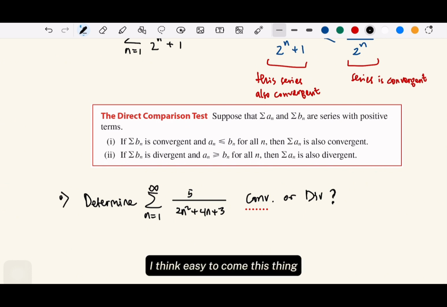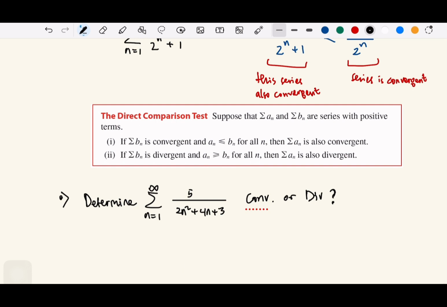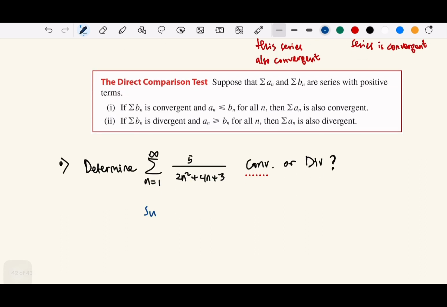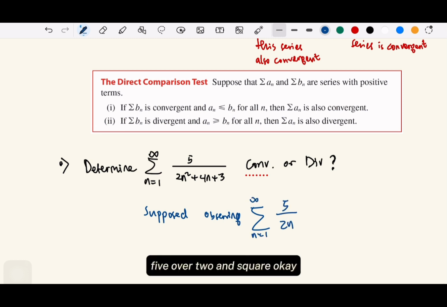And second, if you take the limit and it's equal to 0, another test that I think is easy to come to is the comparison test. Can you find any function or expression that can be compared with this easily? Like I said before, we can easily compare this to the series 5 over 2n squared. Because of the plus 4n and plus 3, our term will be much smaller, and we know this one converges. How do we know this converges?